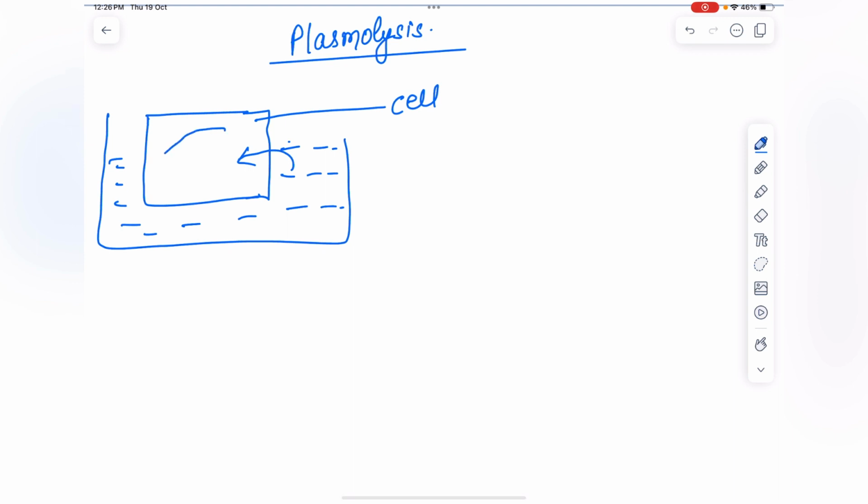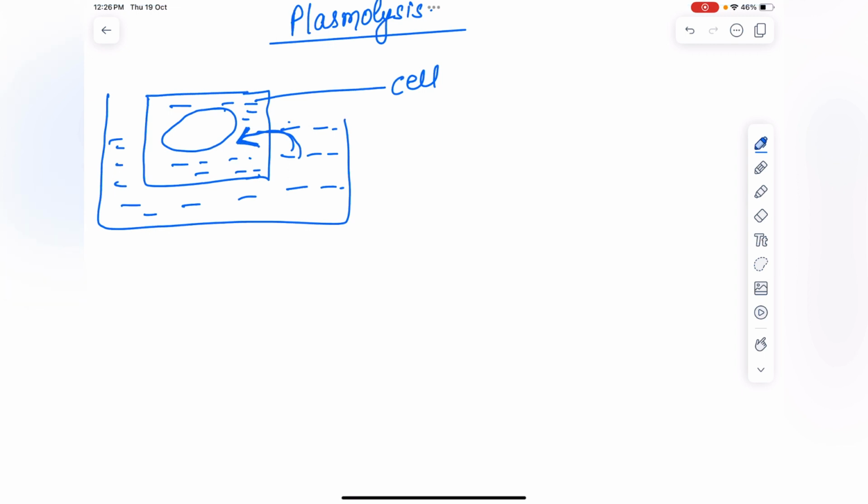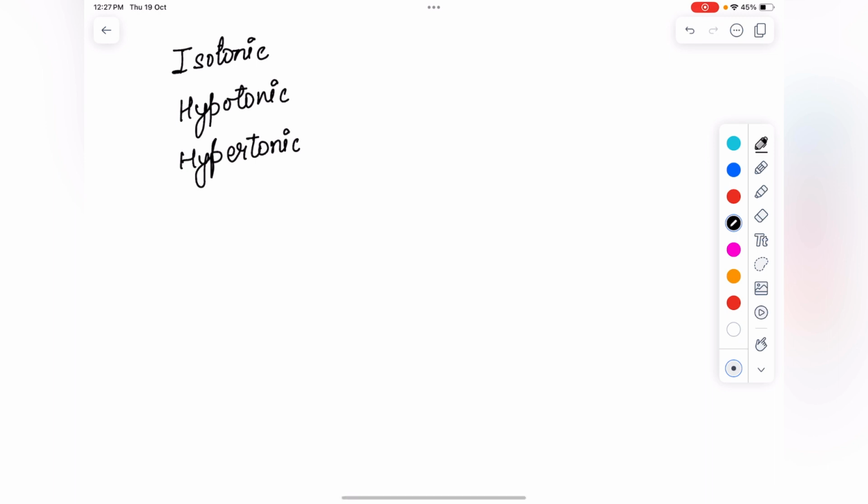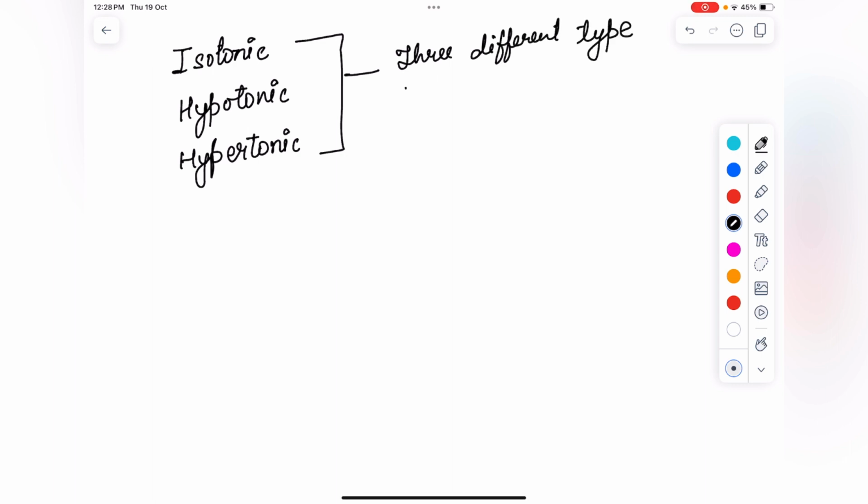अगर inside the cell water potential is less, तो क्या होगा, बाहर the water will enter into the cell. क्या होगा, endosmosis will take place. If the water potential is low outside, so we'll see what is isotonic, hypotonic and hypertonic. To understand plasmolysis, we need to understand these three things. See, there are three different types of solution.